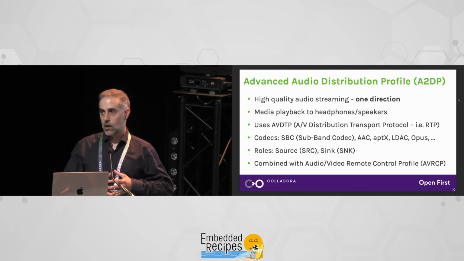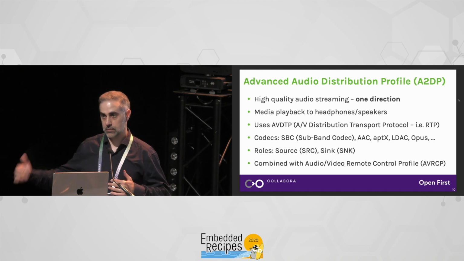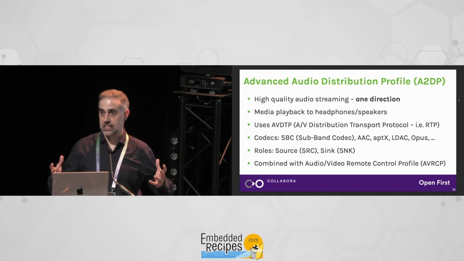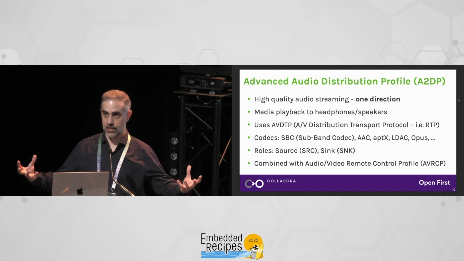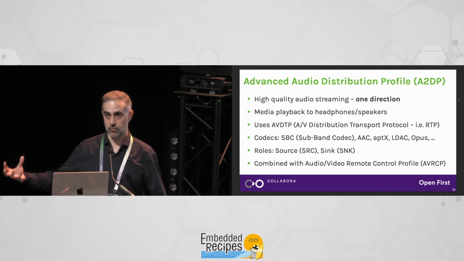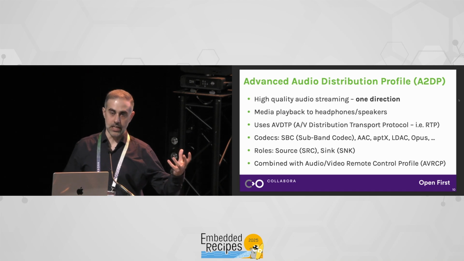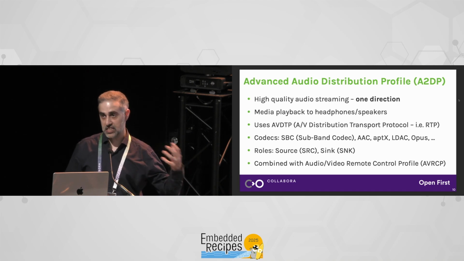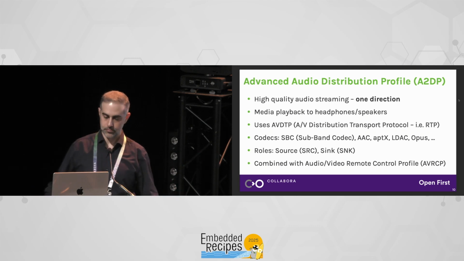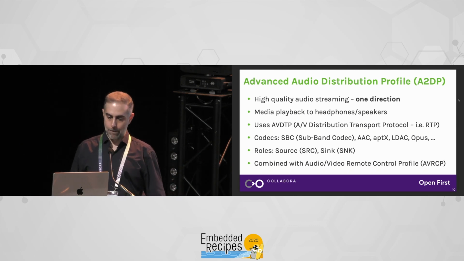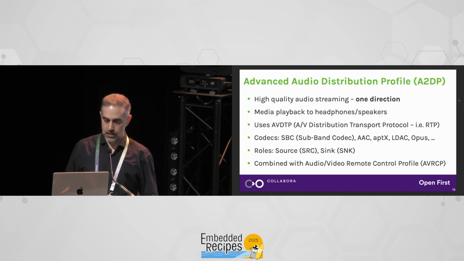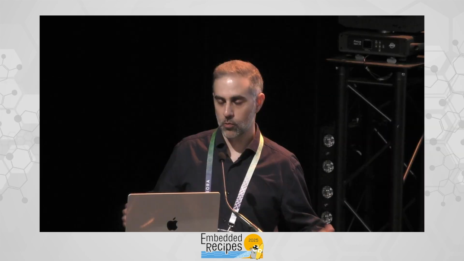A2DP was, however, meant only for media playback, and hence it was created so that it is one way only. So you can transmit from a source. Devices have two roles. There's the source and the sink. The source is the transmitter, whatever plays the music, and the sink is the speaker or your headset that receives and plays the audio. It uses the audio-video distribution transport protocol, which is basically RTP modified for Bluetooth. And it can support a lot of codecs.